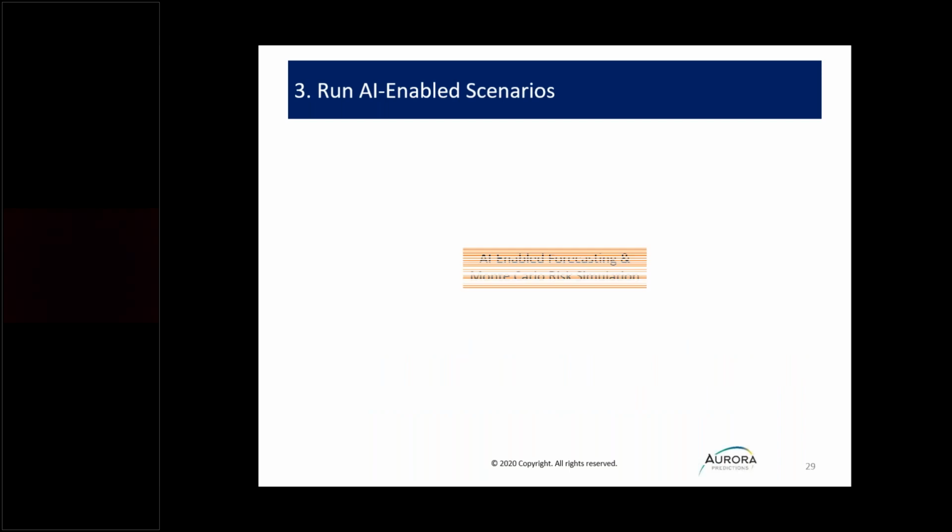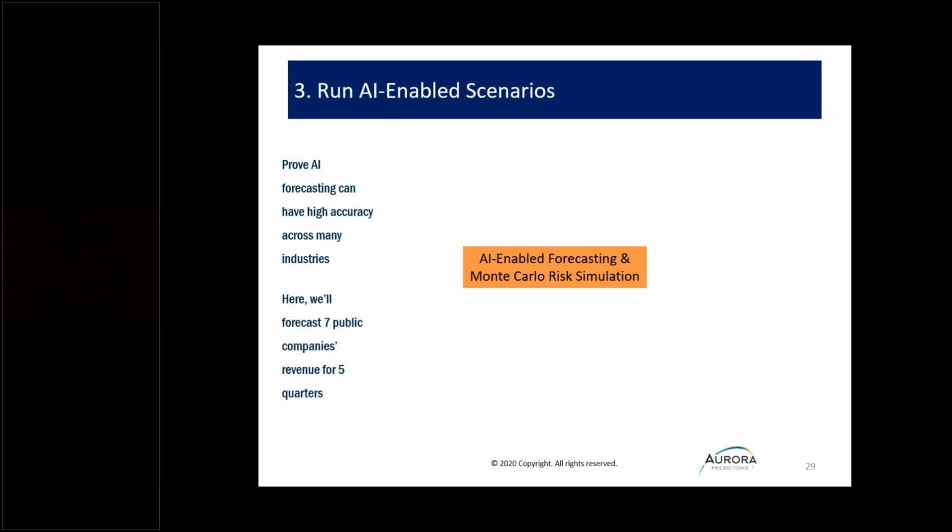Okay, now let's go on to forecasting, AI-enabled forecasting and Monte Carlo risk simulations. But before I do that, I need to prove something to you. I need to prove that we can do artificial intelligence forecasting, and that it has high accuracy, and that we can do it without data scientists. And I'm going to take, in this example, 7 public companies. So we're going to do it across 7 companies, across half a dozen industries, and we're going to do it over 5 quarters.